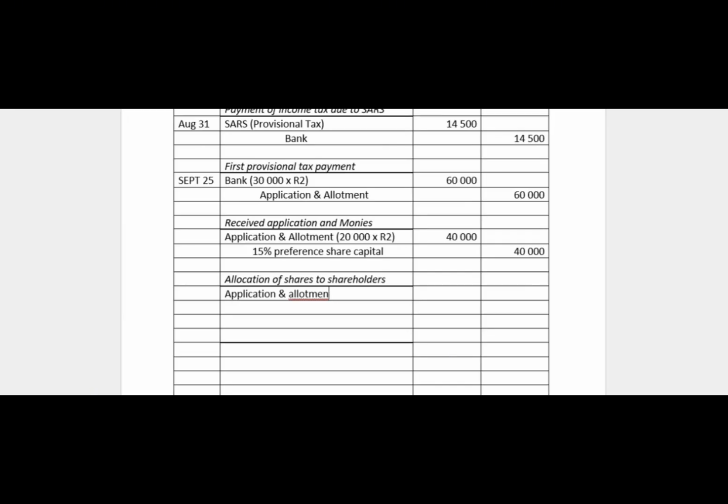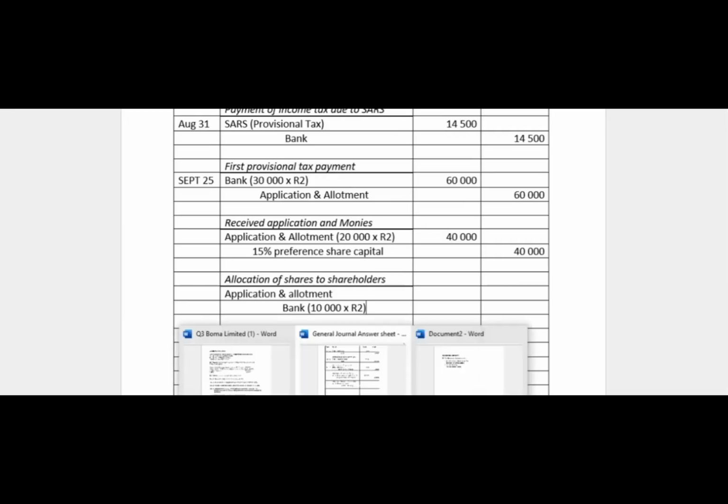Application and allotment. And then you're going to credit bank because you are paying back bank. Let's do the calculation. They applied for 30 and you offered 20. It means the remaining you are refunding.